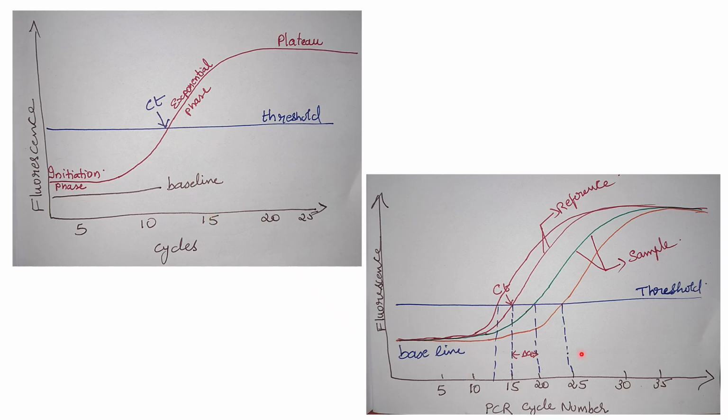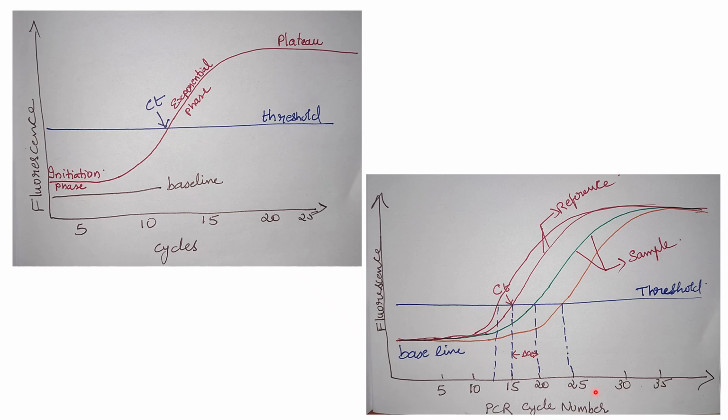See here in this graph, these lines, the green and the orange line, here high amount of target sequence is there. So at lower cycle itself you got the CT value. See here for this also. But for these two, the target sequence is less. So it is at a higher PCR cycle that you are getting the CT value. Fine. So that also you remember.